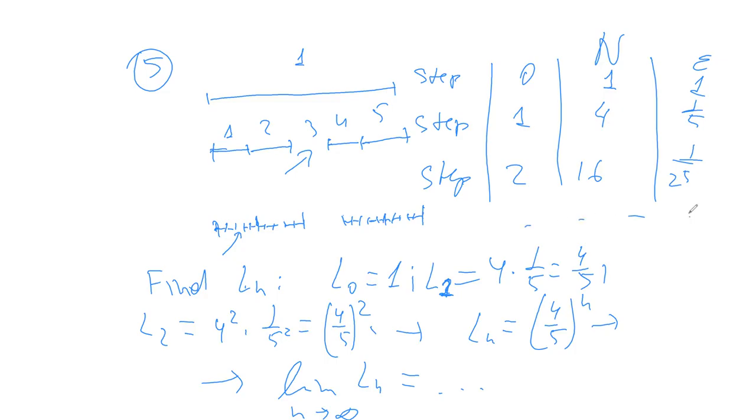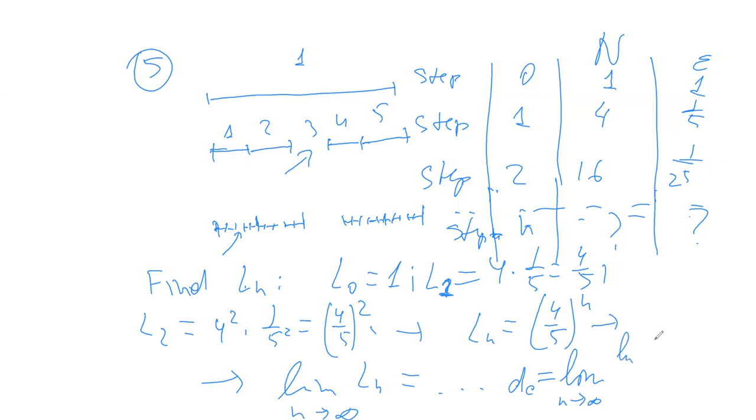So this way you find what happens on step n. You will find it, and then you will use your formula for box counting dimension, or for capacity. Sometimes it's called capacity dimension. So this was the limit when n tends to infinity of the logarithm of n divided by the logarithm of 1/epsilon.